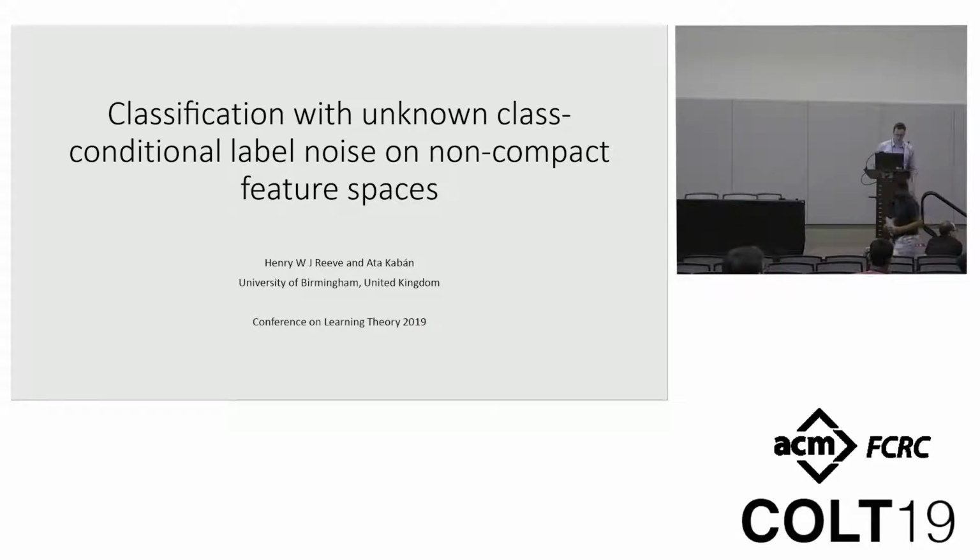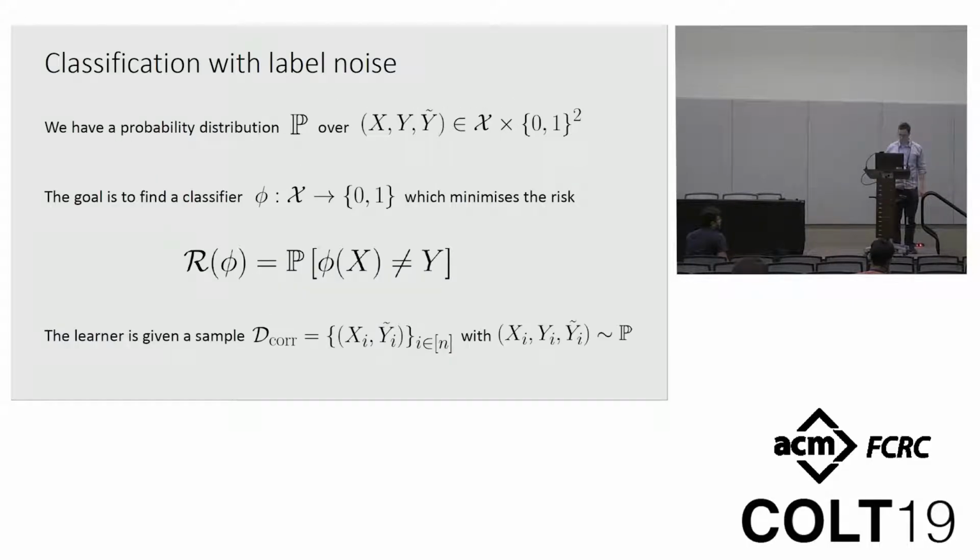Thank you very much. So yeah, this is a work on classification with unknown class-conditional label noise on non-compact feature spaces, and it's a joint work with Attica. So the setting is classification with label noise. So we have some probability distribution over triples, x, y, and noisy y tilde.